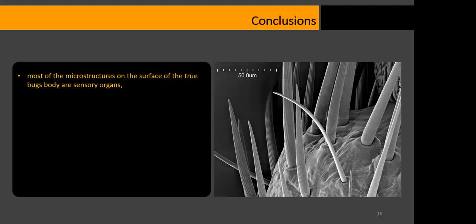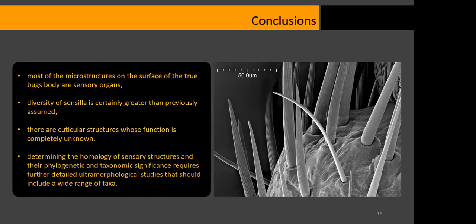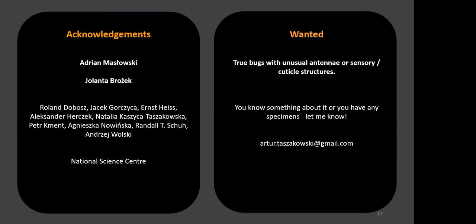And conclusions. Most of the microstructures on the surface of a true bug's body are sensory organs. Diversity of sensilla is certainly greater than previously assumed. There are cuticular structures whose function is completely unknown. And determining the homology of sensory structures and their phylogenetic and taxonomic significance requires further detailed ultramorphological studies that should include a wide range of taxa.